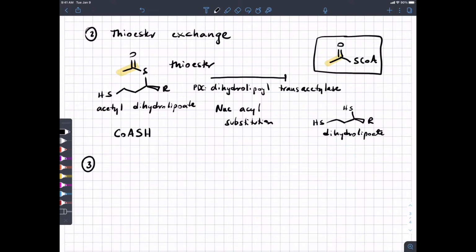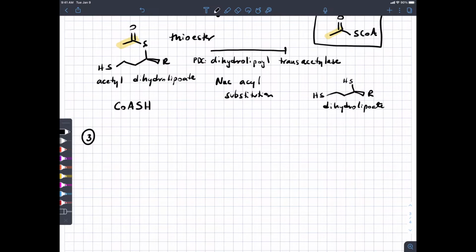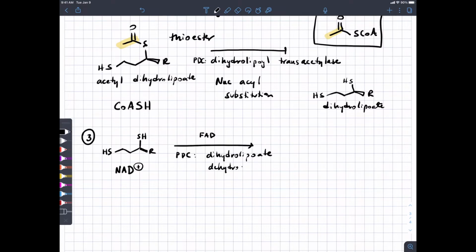The third step, we're not going to draw the mechanism of it. The mechanism is known and it's complicated, and we could talk about it, but I don't really think it's worth our time. If you want to know more about it, you can come ask me and we can look at it in my office. But what basically happens is you take NAD+, and you need FAD as a cofactor. And the subunit of the PDC that does this is called, unsurprisingly, Dihydrolipoyl Dehydrogenase, because dihydrolipoate is the reduced form of lipoate, and dehydrogenase means we're oxidizing it. And that will regenerate the disulfide bond and will also produce NADH.